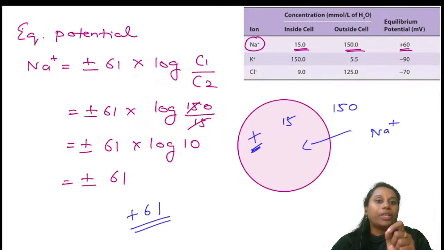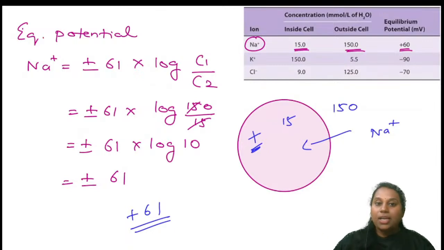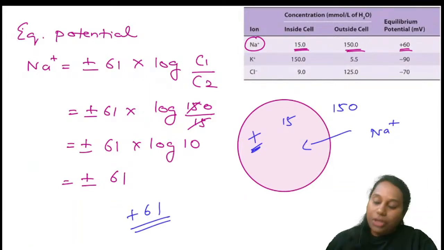In an attempt to reach the equilibrium potential, sodium is running from outside to inside. It is a positive ion, so it is adding positivity inside the cell. So the value is plus 61. Let's do this for potassium.